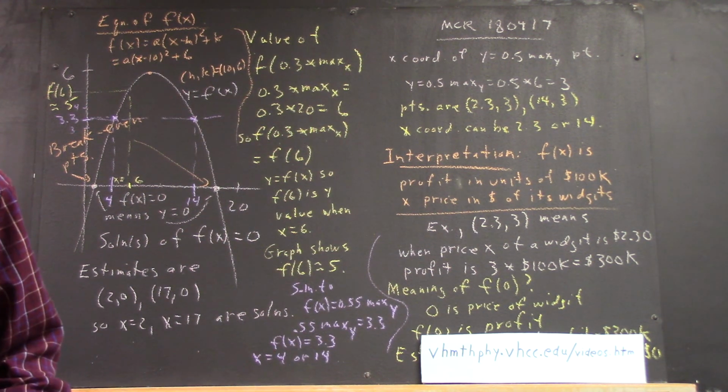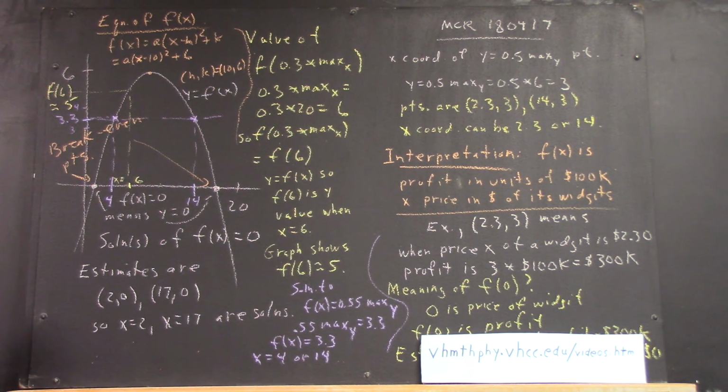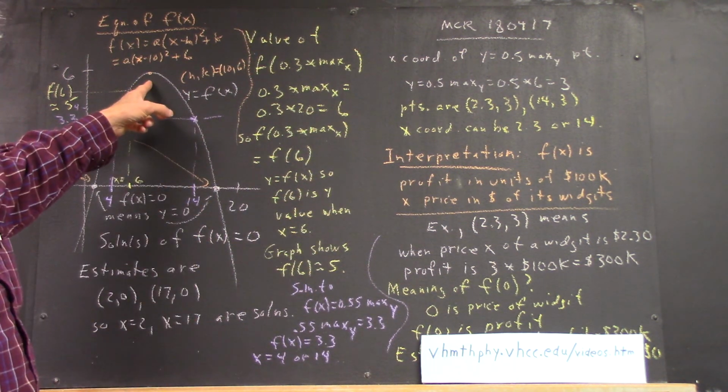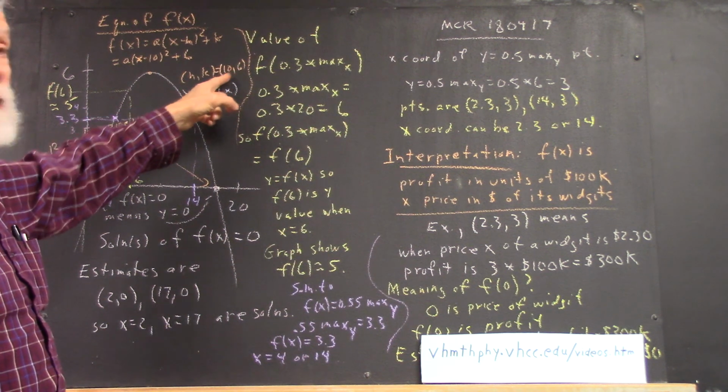Okay? Any point on the graph that you think might be good to use, it doesn't matter what the point is. Let's use the max point. The what? The max point. The max point? Yeah. I can't use that because we've already used that information.